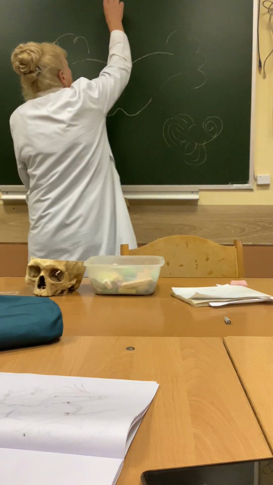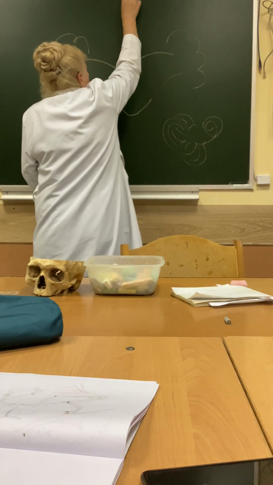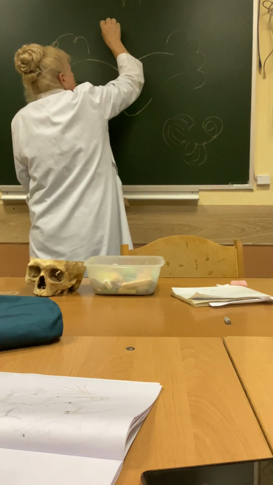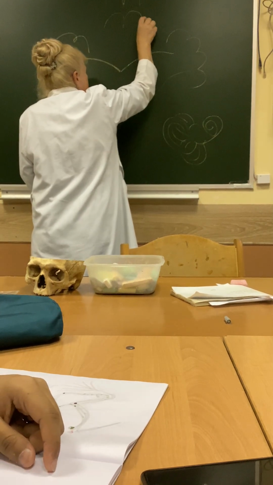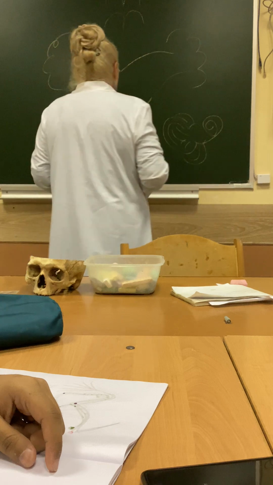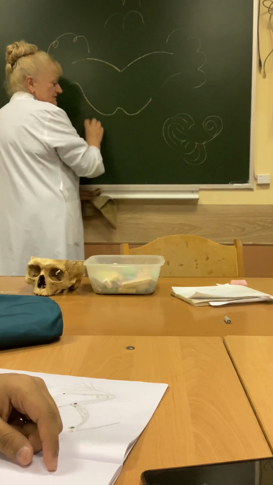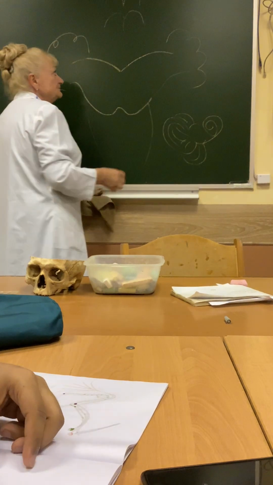Here will be the superior colliculus of the tectal lamina of the midbrain. This will be the inferior colliculus of the tectal lamina of the midbrain. This will be the pons, this will be the medulla oblongata.